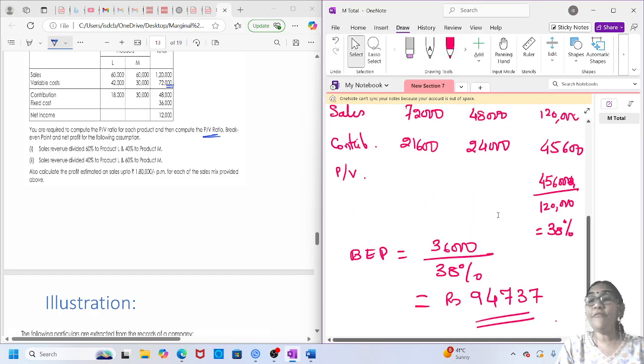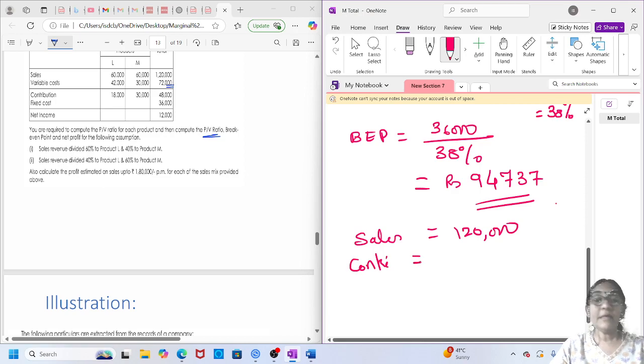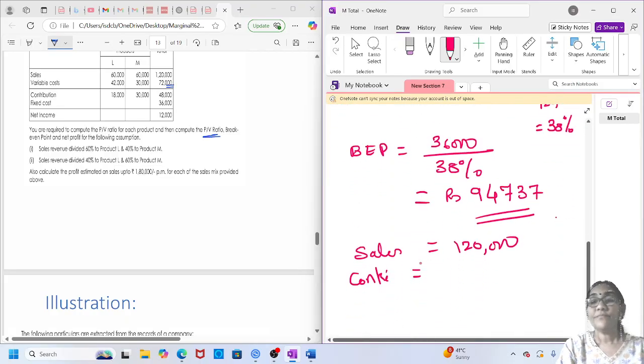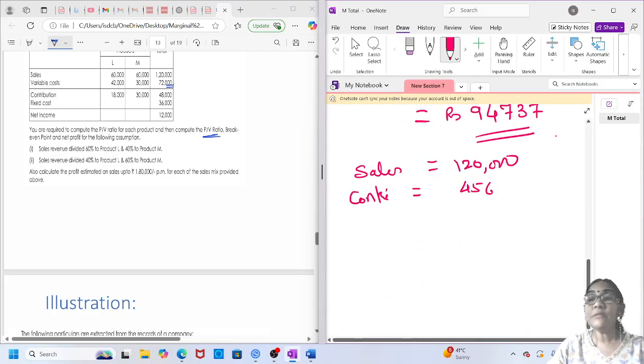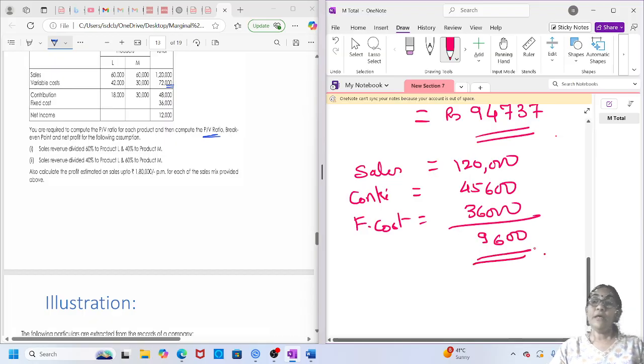Now let us calculate the net profit. Your sales is 1,20,000. Contribution we have calculated here as 45,600, right? Fixed cost is 36,000. Therefore 9,600 would be your profit. This would be your profit, where contribution minus fixed cost gives you the profit.